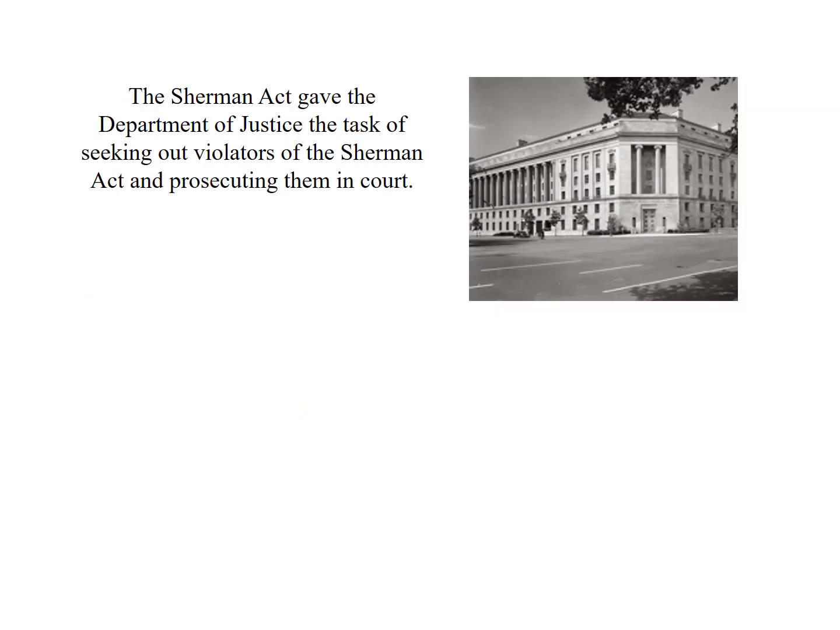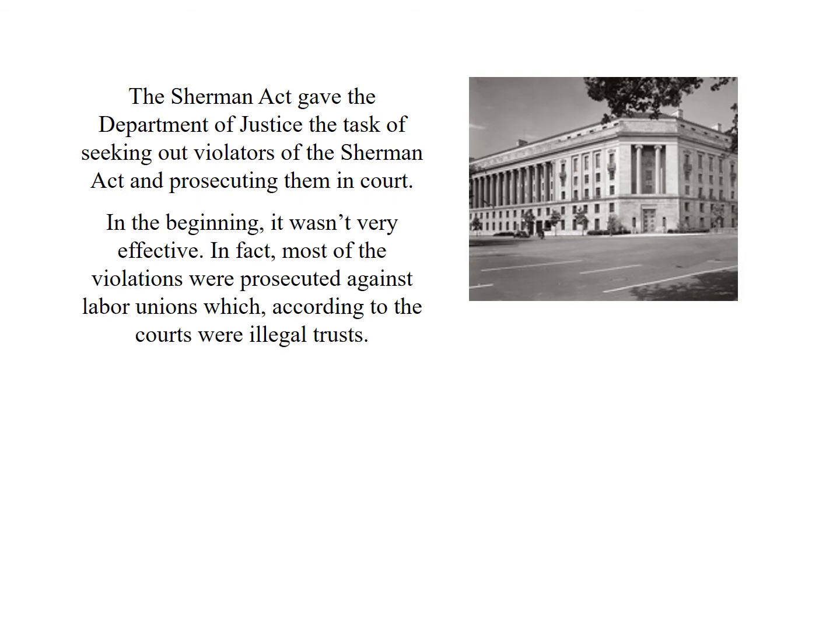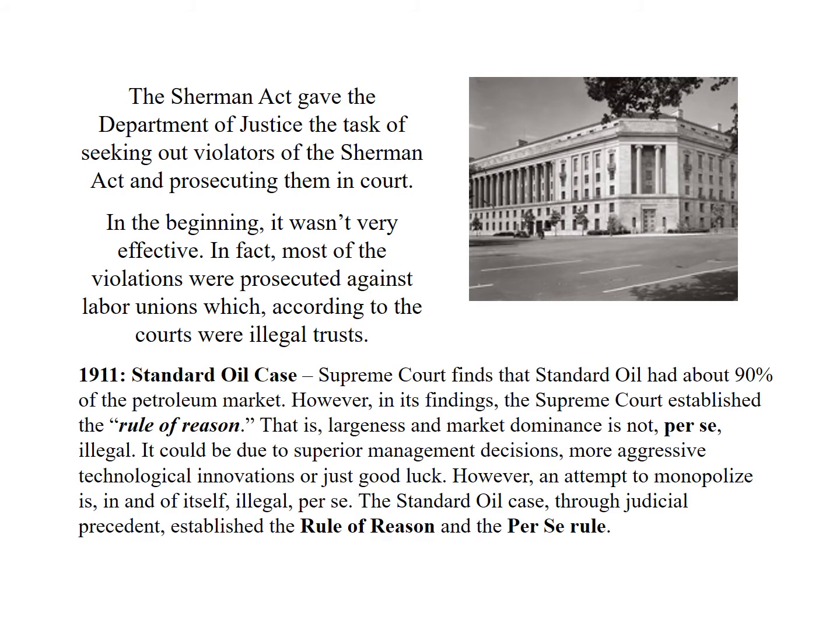The Sherman Act gave the Department of Justice the task of seeking out violators and prosecuting them in court. In the beginning, the Sherman Act wasn't very effective. In fact, most of the violations were prosecuted against labor unions which, according to the courts, were illegal trusts. The first major application of the Sherman Act to businesses was the Standard Oil case of 1911.